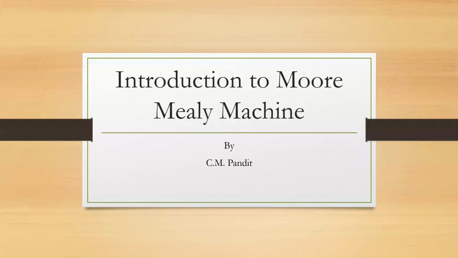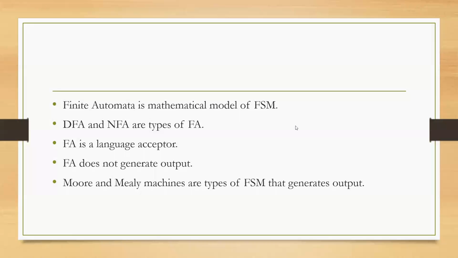So today's topic is Introduction to Mealy machine. So Mealy machine, as you know, it is the finite automata, or you can say finite state machine, that can generate the output. So finite automata, as you all know, it is a mathematical model of finite state machine. And NFA and DFA are their types.